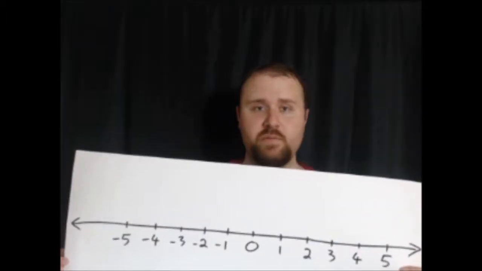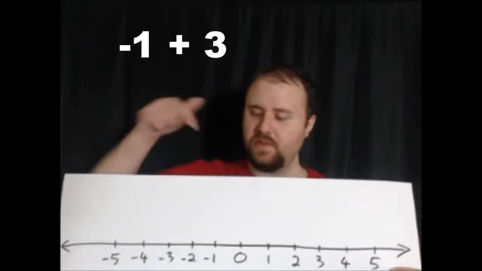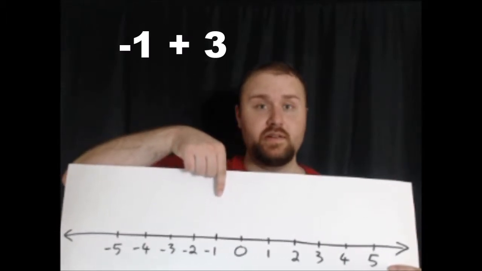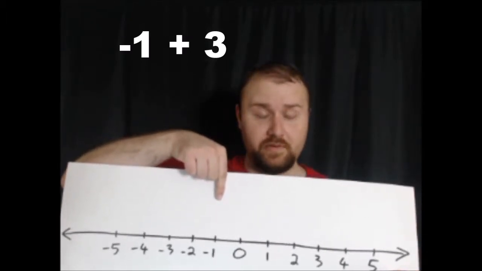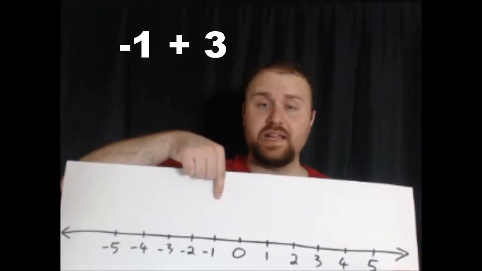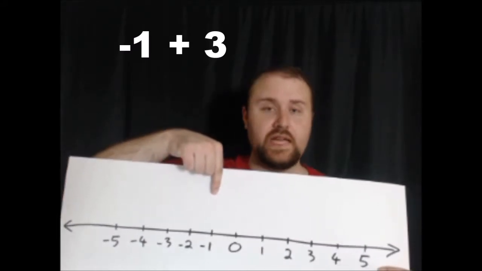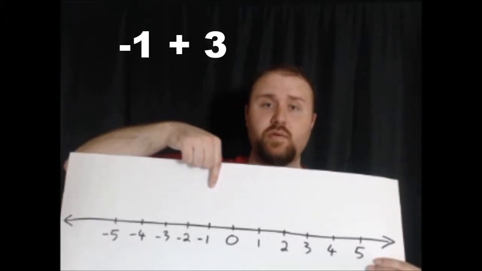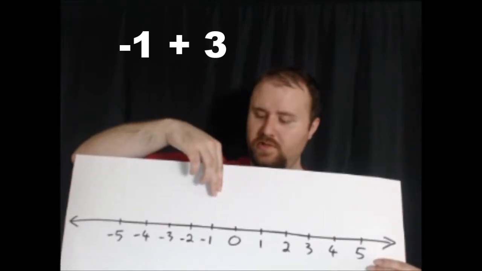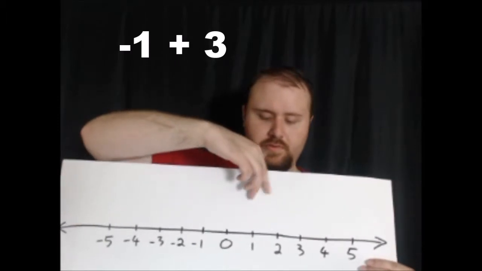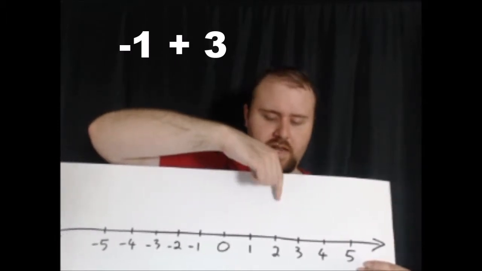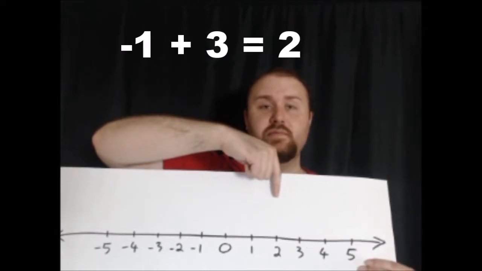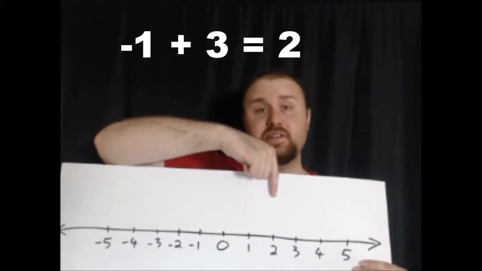So remember, for our problem, we're starting at -1, and we're going to be walking forward because our operation is addition. We're going to be facing to the right because our second number is positive, and we're going to move 3 spaces because our second number is a 3. So what would our answer be? So 1, 2, 3. And now I'm at +2. So -1 plus 3 is +2.